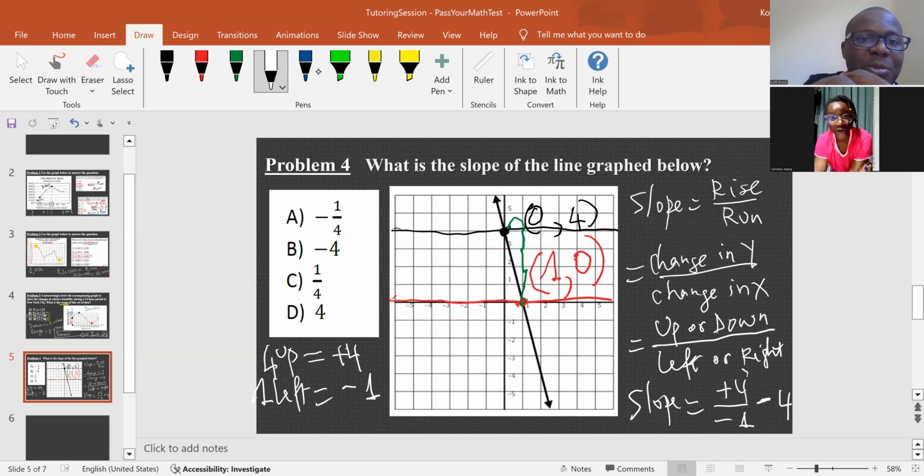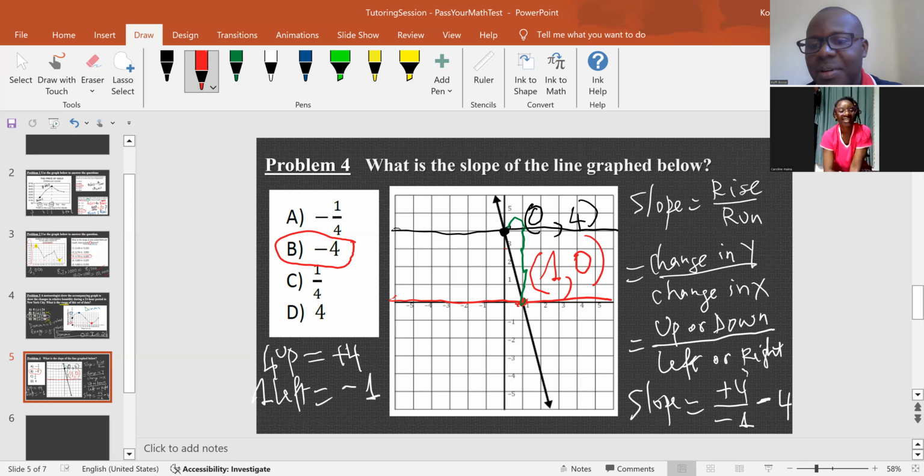So therefore, the correct answer here is what? D. We say -4. It's supposed to be B. Sorry. Yeah, it has to be B. So -4, because it's a +4 divided by -1. So it has to be -4.